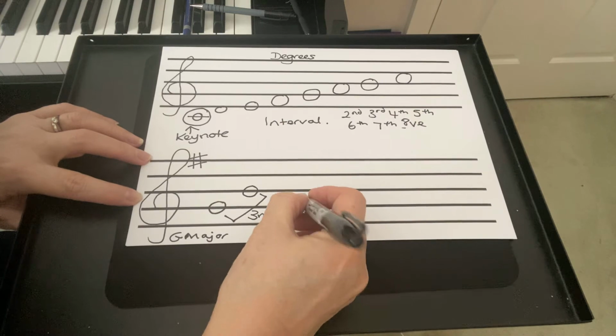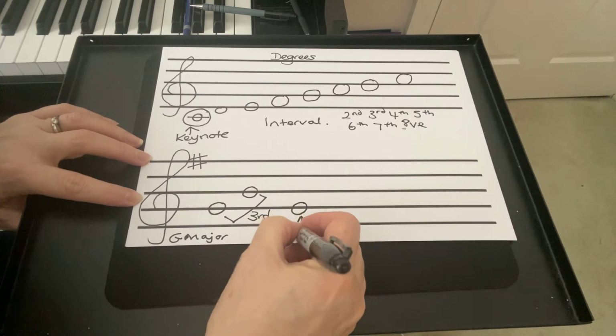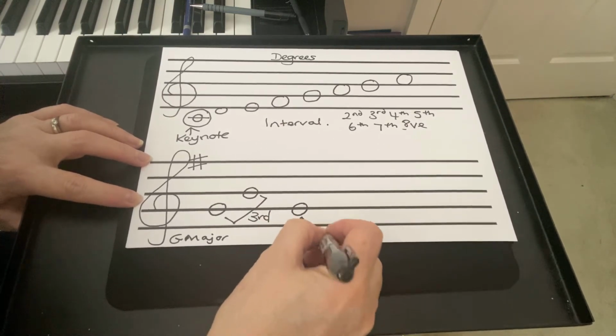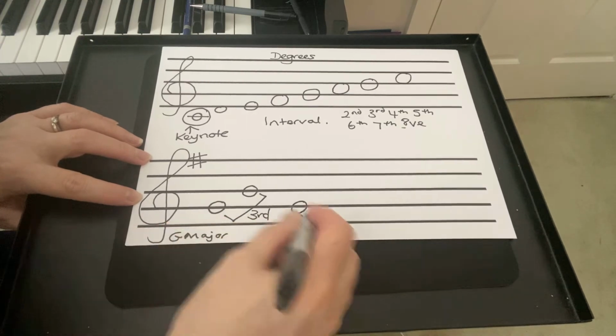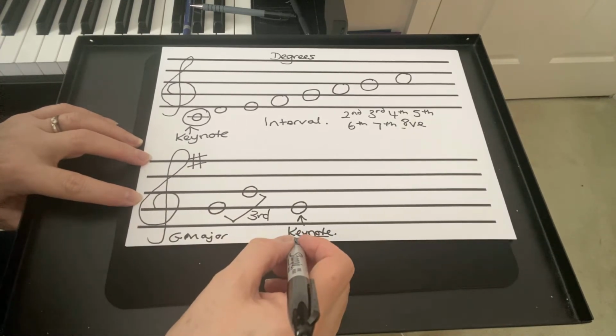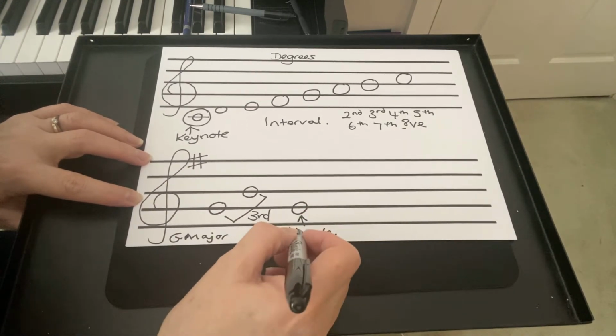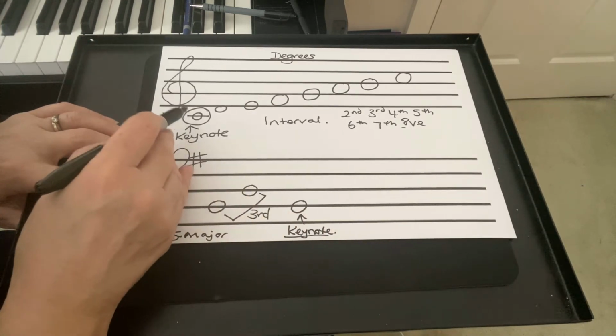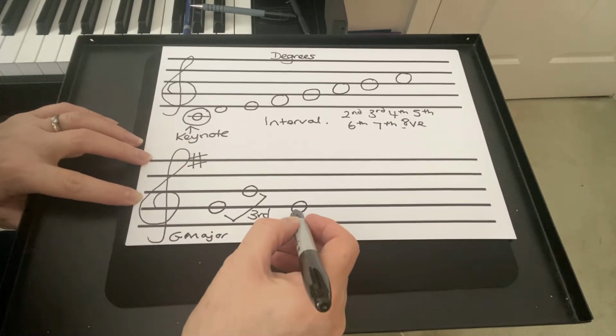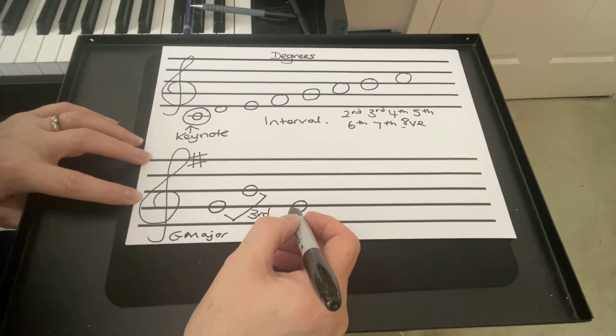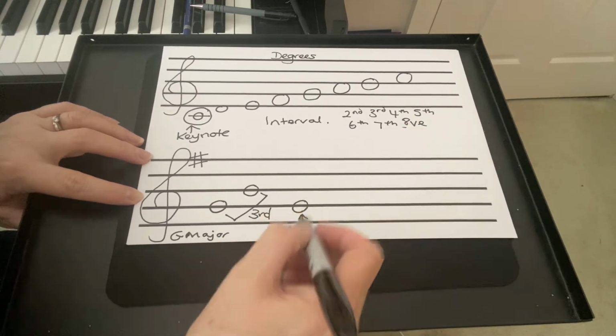Again, I pick G. Remember, this is called the key note because it's the key of the extract that we're using, or the example that we're using. So G is your keynote. It's also degree number 1 in your scale. And let's pick any note between here and the next G.